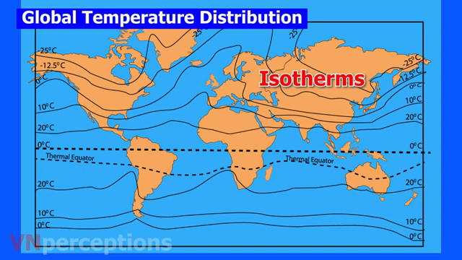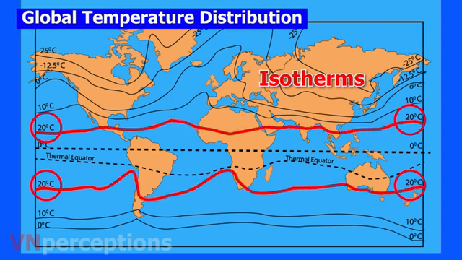What are isotherms? Isotherms are lines joining places having the same temperature. So supposing near the line it is written 20 degrees. It means along the entire line, the temperature will be 20 degrees and so on.